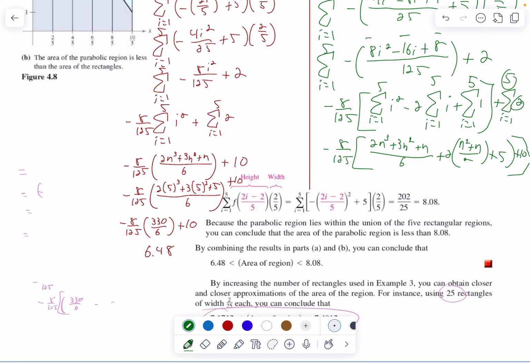Okay. So now, you've got to be really careful with your calculator. Maybe you want to break it up into parts, but the n stands for the number of rectangles, which is 5. Okay, so now I'm going to plug a 5 in wherever you see an n. You just got to be careful. But so for right here, you end up with 330 over 6.